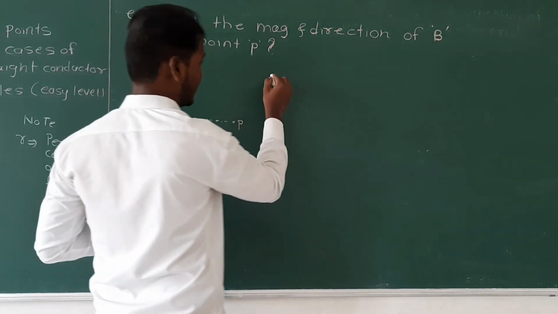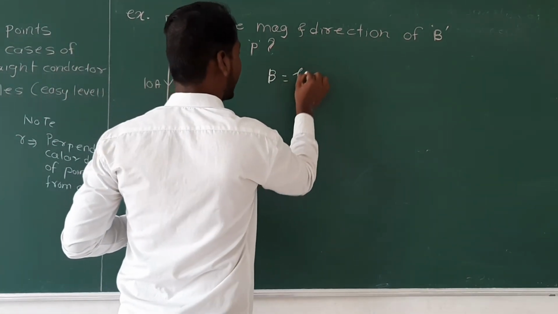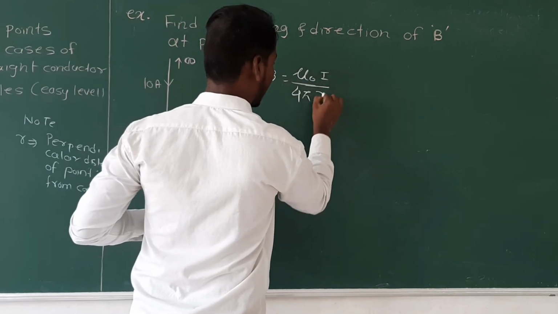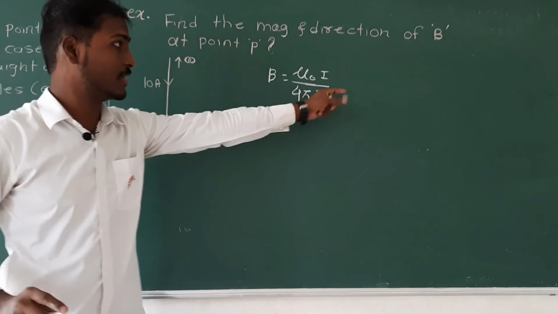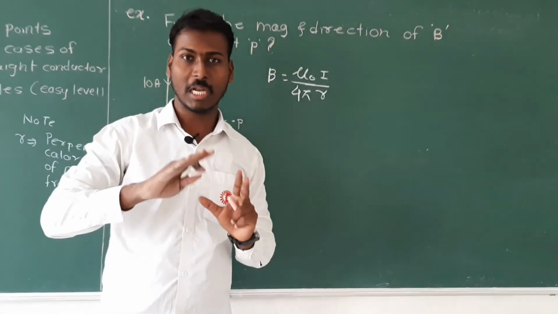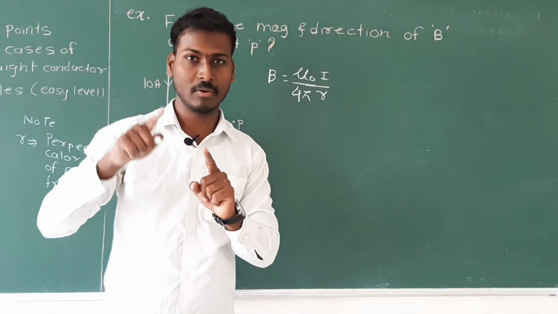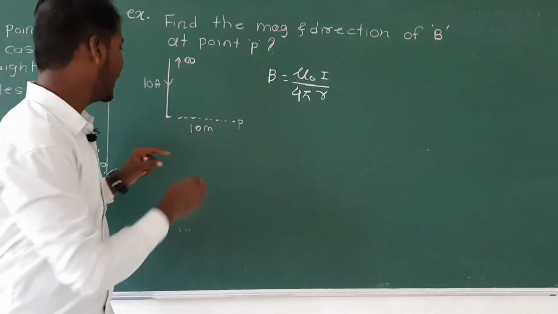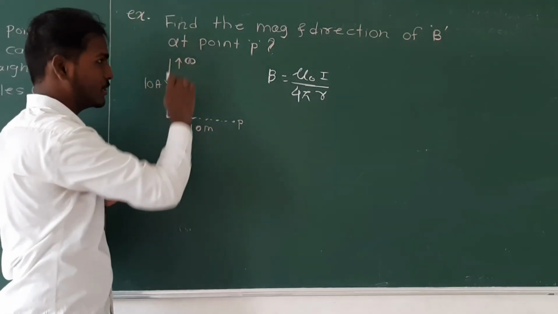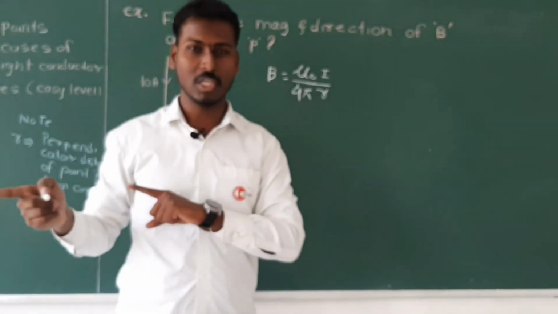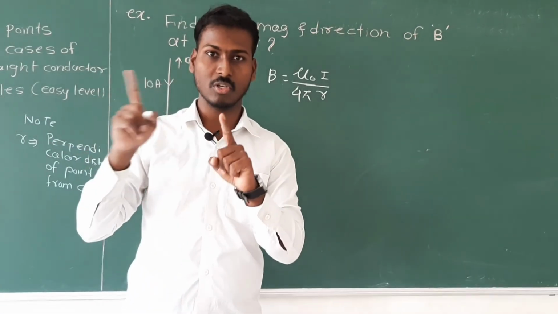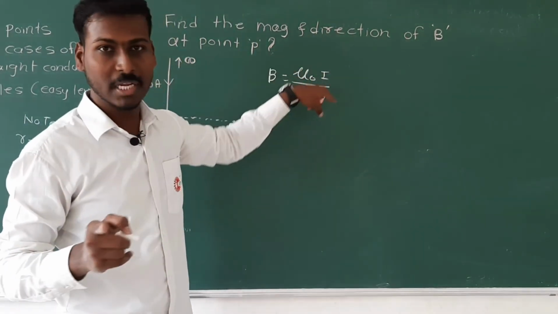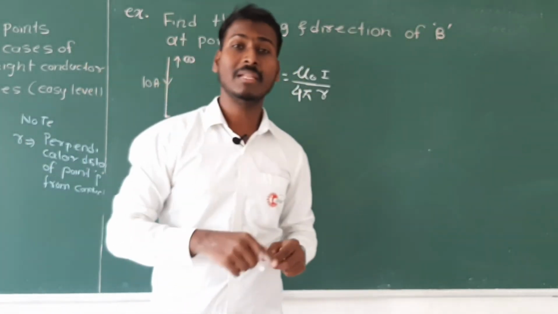So in case of semi-infinite, B is nothing but mu 0 upon 4 pi, I by r. Now see carefully, the term here is either cos alpha plus cos beta or sin theta 1 plus sin theta 2. So for semi-infinite, alpha here is 90, beta is 0. So cos alpha plus cos beta will become cos 90 plus cos 0; cos 90 is 0, cos 0 is 1. So 0 plus 1 is 1. So the remaining expression will be only mu 0 upon 4 pi, I by r.